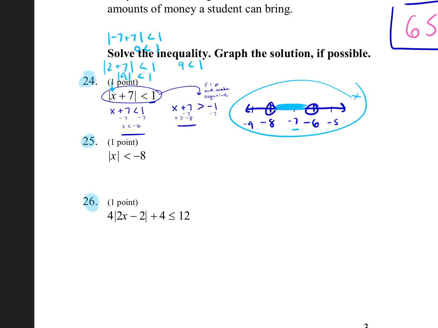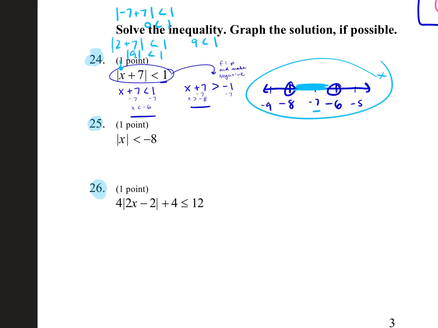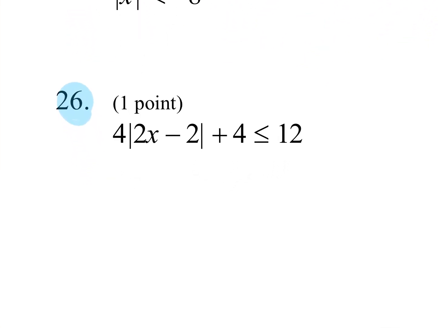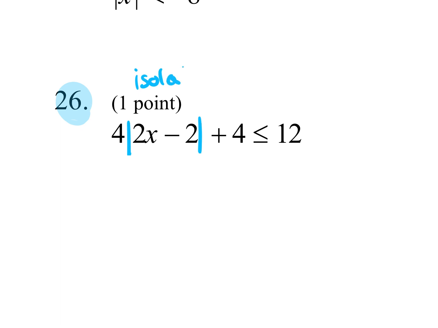So 25 and 26 are the same, but before we split it up into two equations, for 26, I need to get the absolute value all by itself first. So isolate the absolute value. You would just have to subtract 4 and then divide by 4 to get that absolute value all by itself.